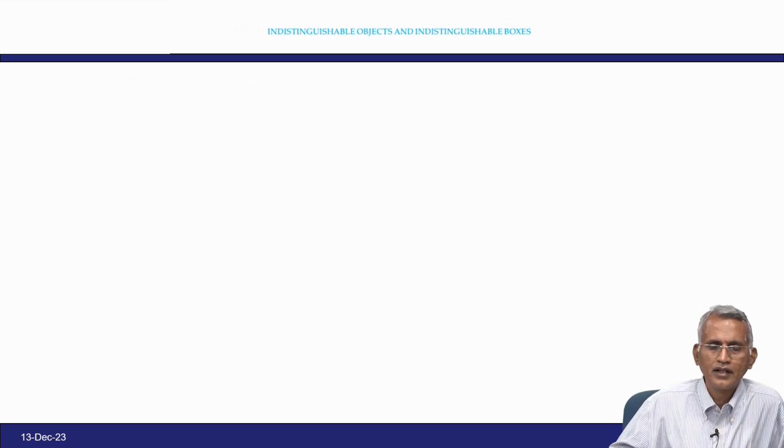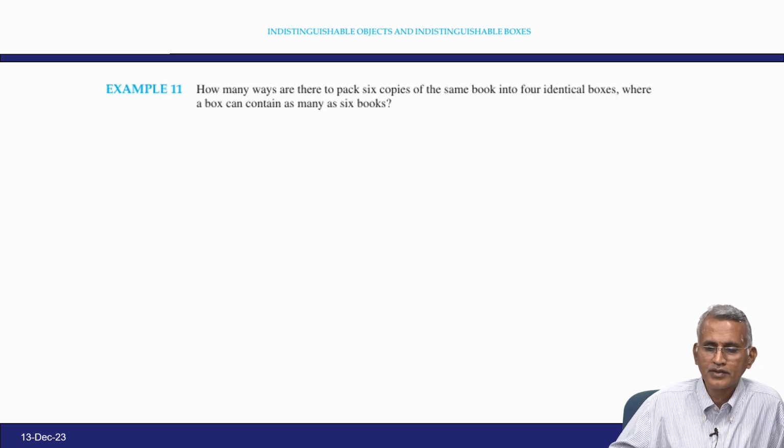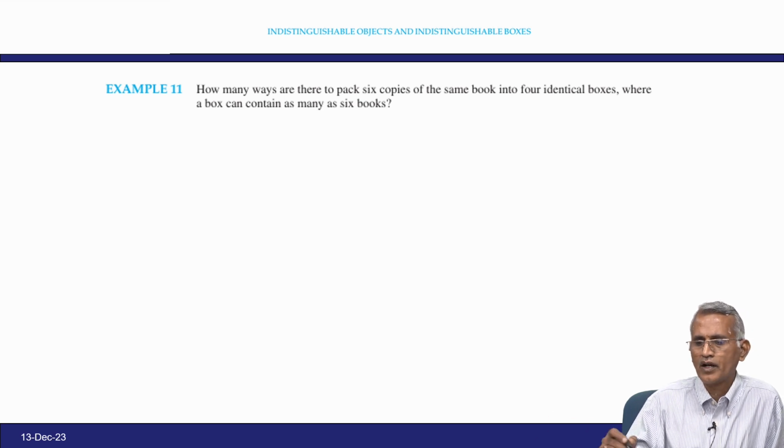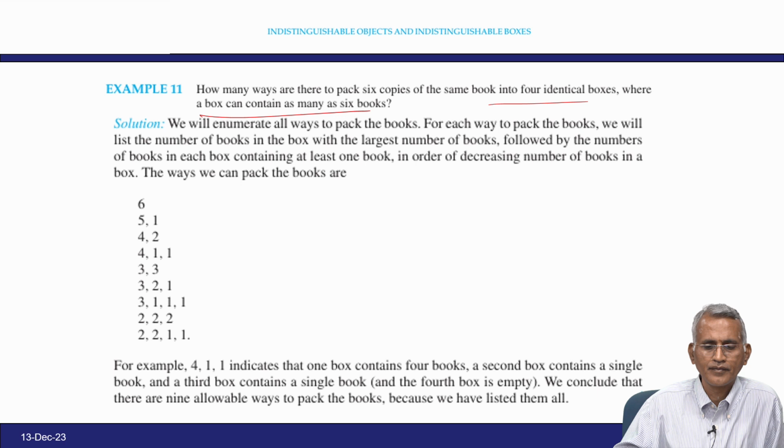Next one is indistinguishable objects and indistinguishable boxes. Then we will discuss one example. How many ways are there to pack 6 copies of the same book into 4 identical boxes, where a box can contain as many as 6 books?